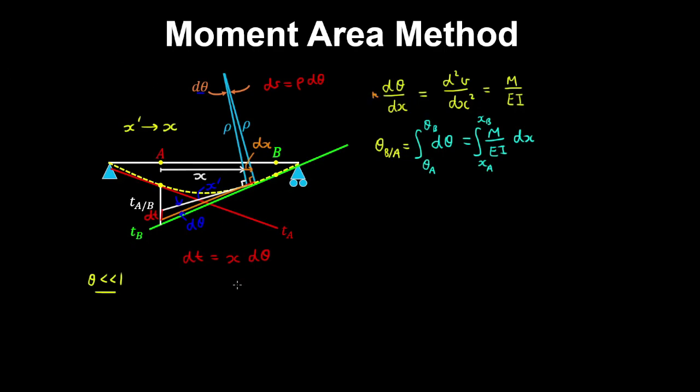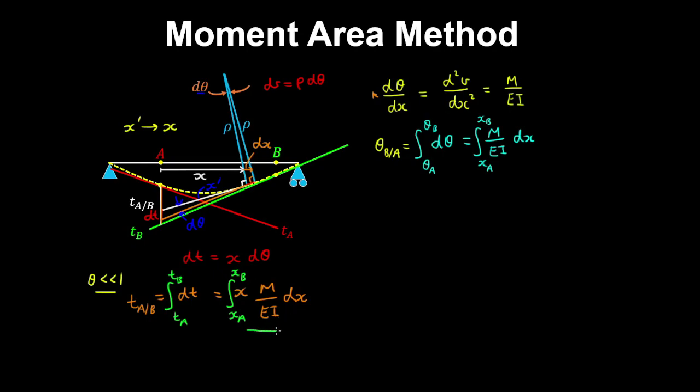And we already saw that d theta is M on EI dx. And that's equal to dt. And if we integrate both sides of this equation, we have the integral from the tangent at A to the tangent at B. And on the right hand side, we integrate from xA to xB. So the expression on the left is the tangent at A relative to B, which gives us this length over here. And that can be used to calculate the deflection between the 2 points.